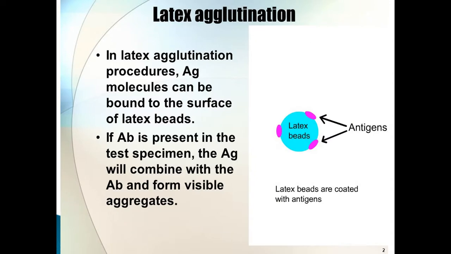Latex agglutination. In latex agglutination procedures, antigen molecules can be bound to the surface of latex beads. If antibody is present in the test specimen, the antigen will combine with the antibody and form visible aggregates.